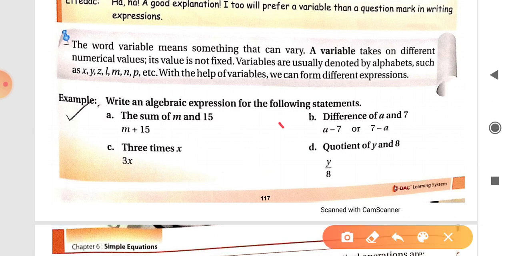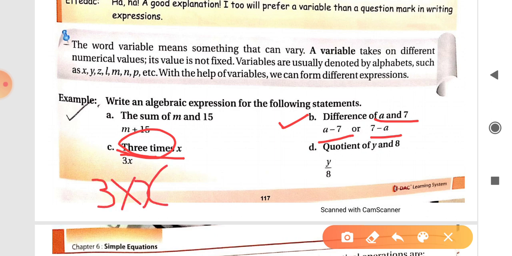Next is difference of a and 7. We can write it a minus 7 and we can also write it 7 minus a. This is an algebraic expression. Next is 3 times x. 3 times means 3 multiply x. So we have to multiply 3 and x. 3 multiply x is equal to 3x. We can write it 3x.